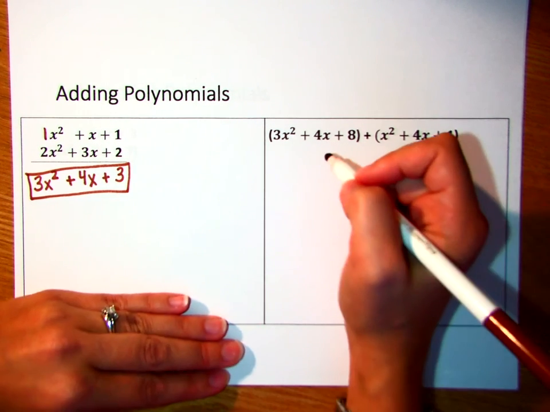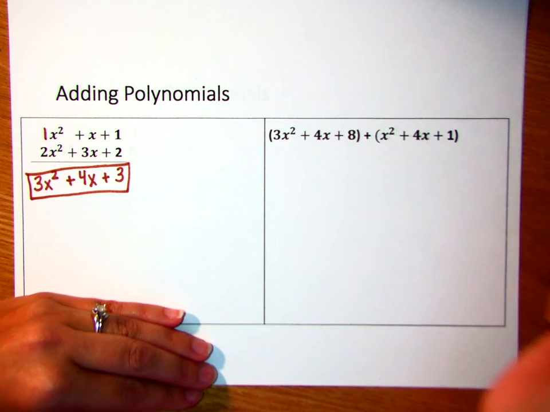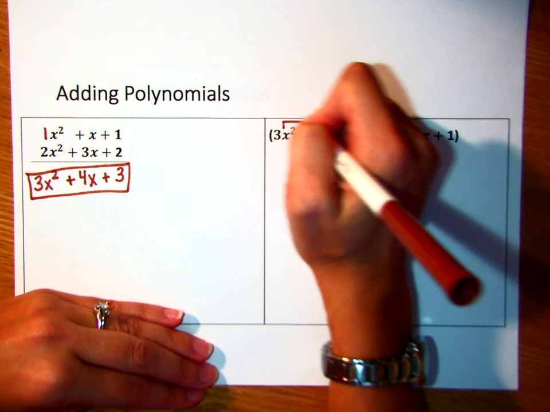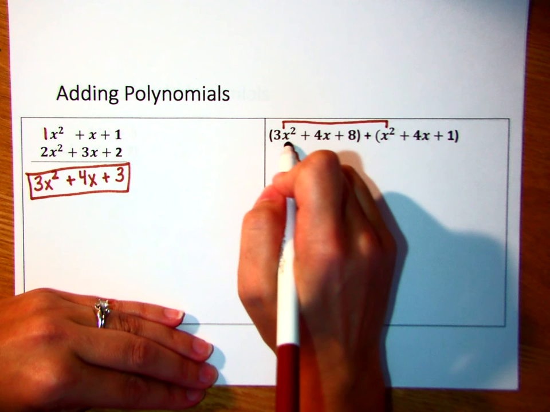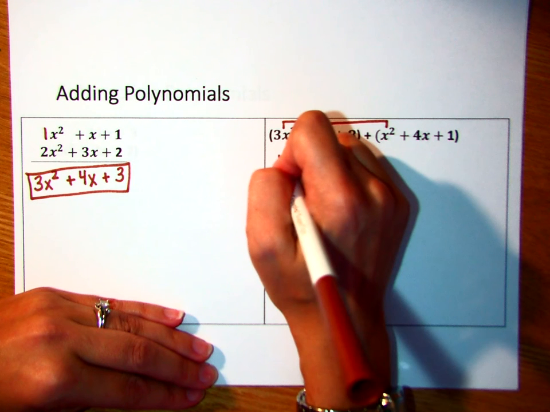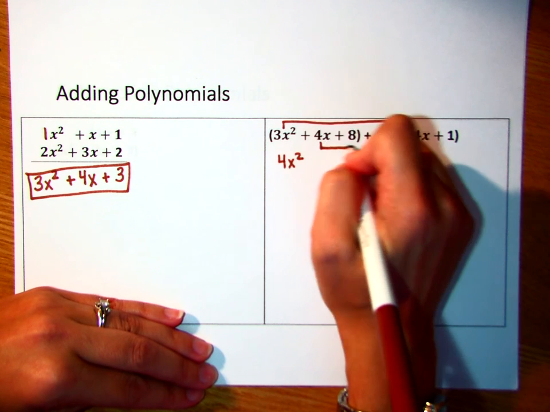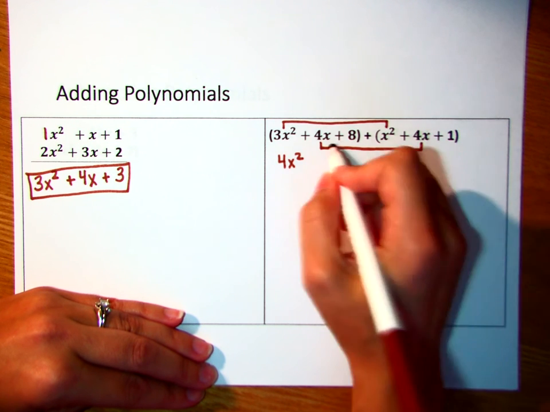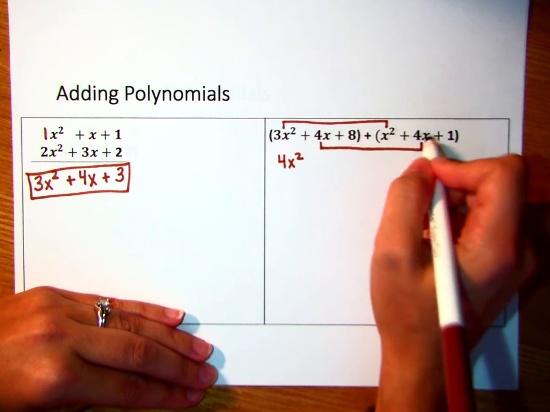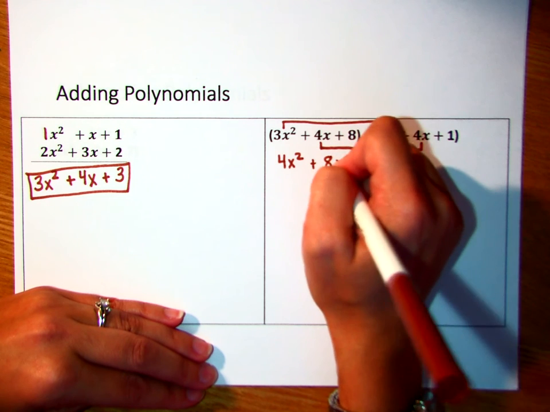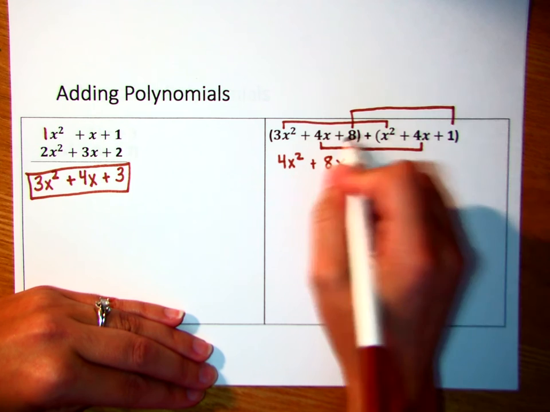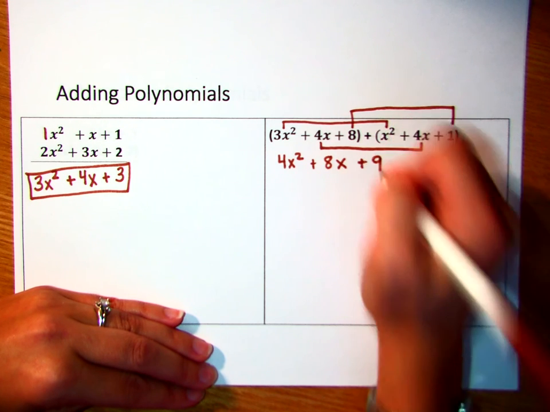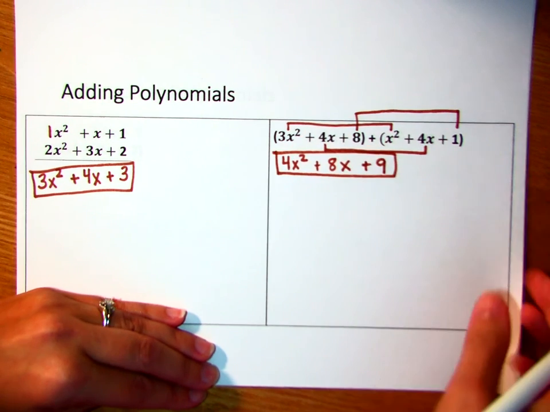On this side over here, you want to match up your polynomials so that you're matching like terms. So for example, the x squared goes with this x squared. This is like saying 3x squared plus x squared, which is 4x squared. Then we would say, okay, well now we've got like 4x plus 4x. Those are like terms because they both have an x. 4x plus 4x would be 8x. And then finally, we have something like 8 and 1. They're both constants, so 8 plus 1 would be 9. And then that would be our final answer.